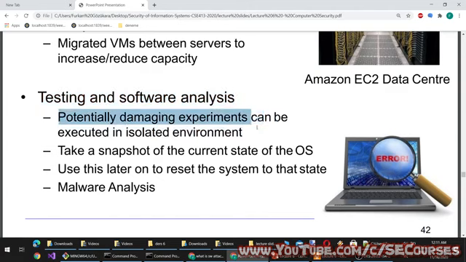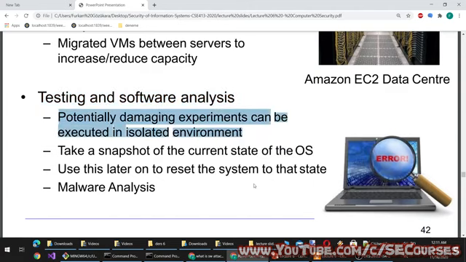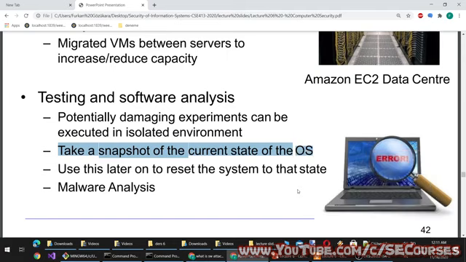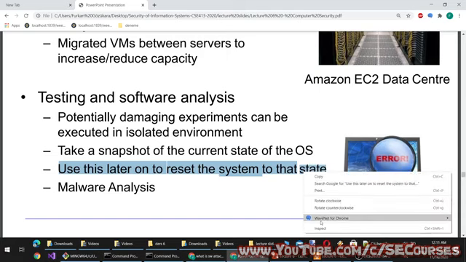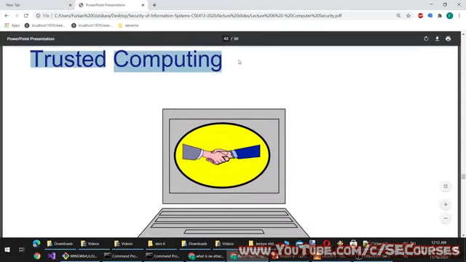Testing and software analysis. Potentially damaging experiments can be executed in an isolated environment. Take a snapshot of the current state of the OS. Use this later on to reset the system to that state. Malware analysis. Trusted computing.